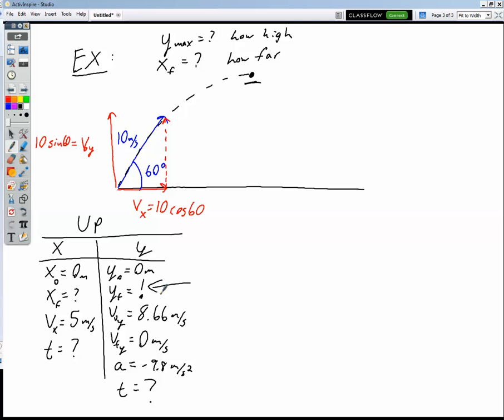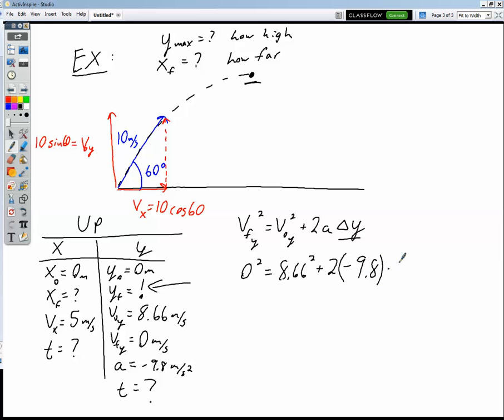Okay, so kinematic equation that has y final in it but doesn't have time. Oh yeah, v final in the y direction squared is equal to v naught in the y direction squared plus 2 times the acceleration times delta y. That's what we're looking for right there, delta y. What is the y displacement for the way up? So filling in what we've got, v final is 0 squared equals v naught 8.66 squared plus 2 times, remember it's negative 9.8 times delta y.